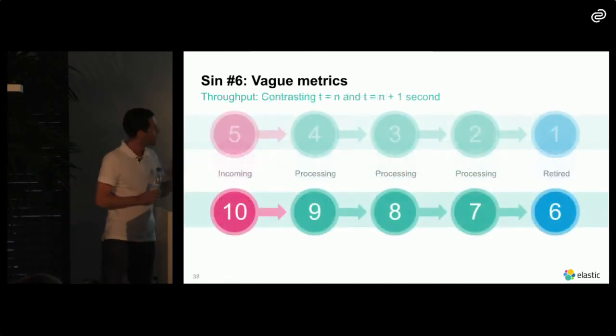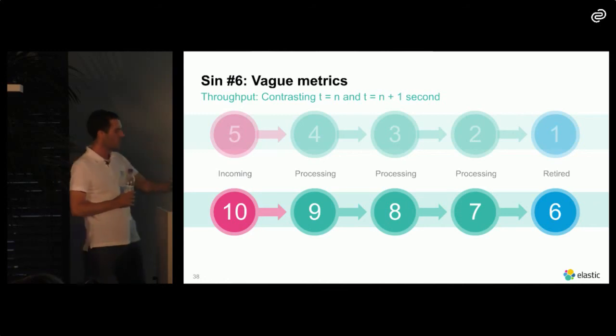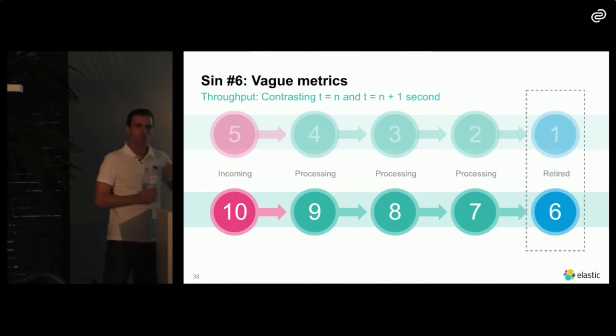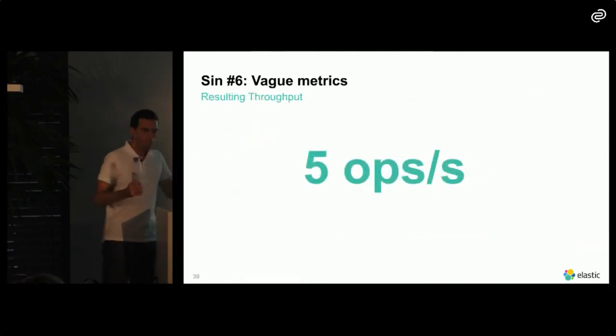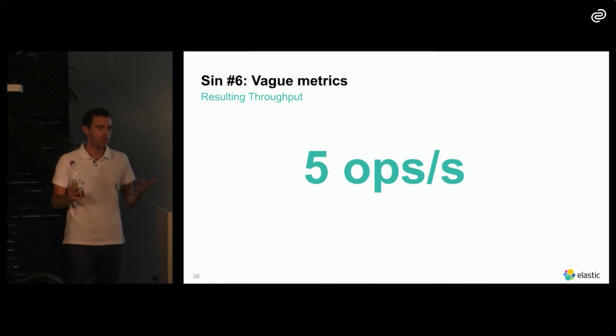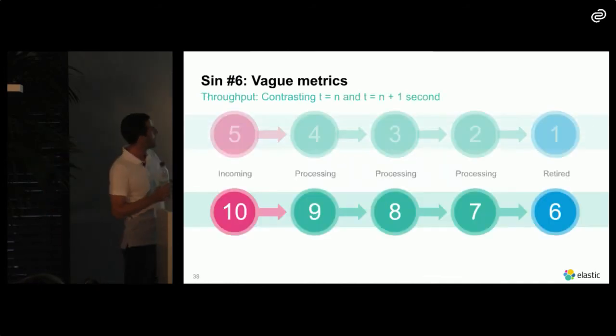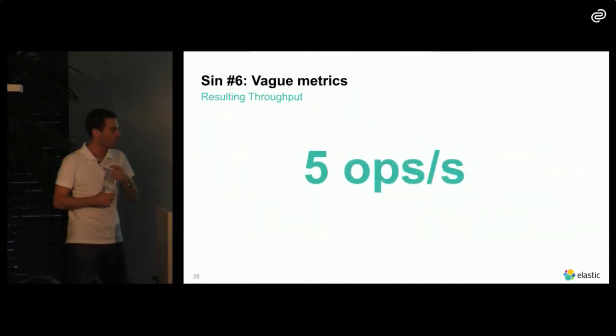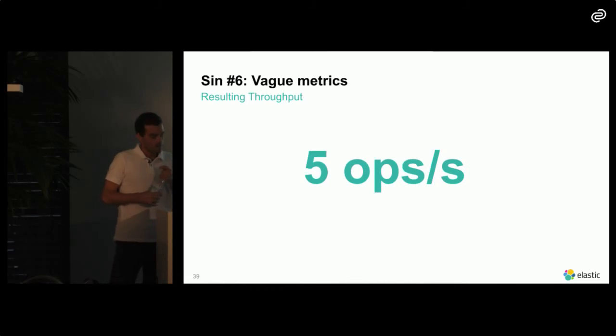So when we are contrasting those 2 points in time and looking at how many operations it could process within the second, we obviously arrive at 5 operations per second, right? Because at second n we have the request number 1 retired, or we're finished processing, and 1 second later we got request number 6 processed. So there are 5 in between. This means in 1 second we get 5 operations per second.